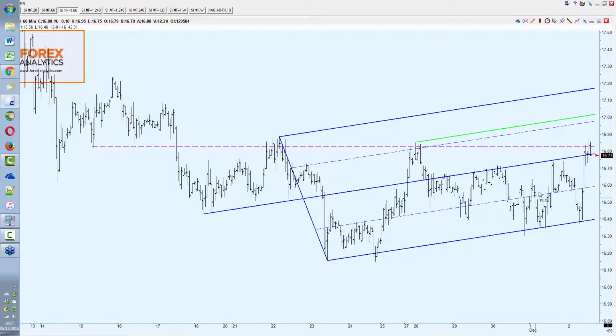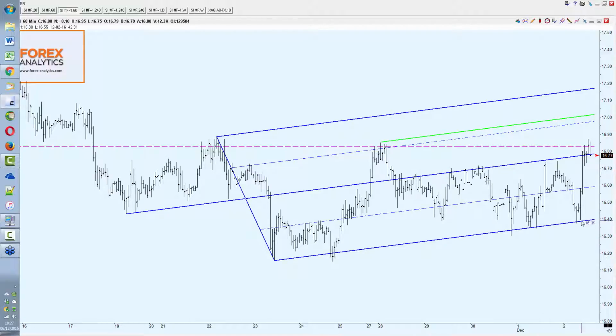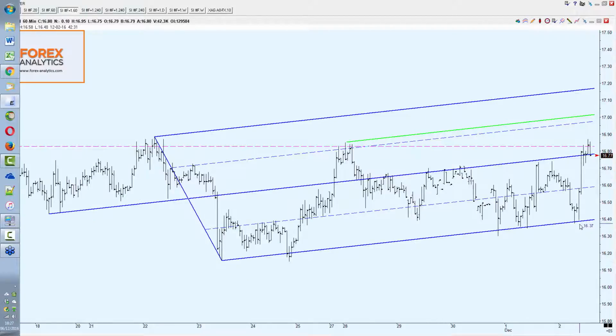Again, price comes down, support, and here, interestingly, we got a really strong bar off the lower parallel. Strong bars, it's kind of like a rocket launch.